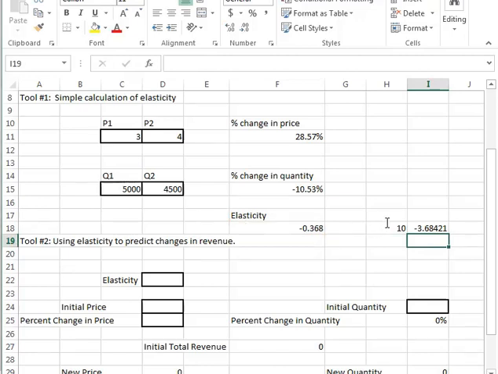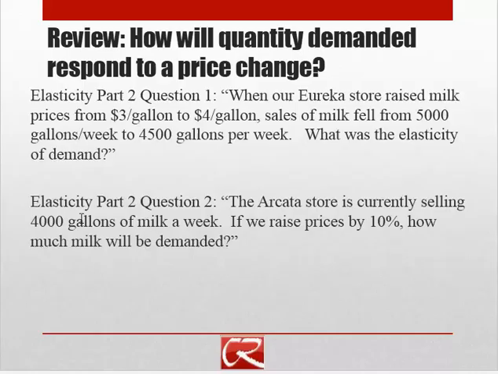So we raised prices by 10%, so I was right to make this positive 10%. If this had been a price cut, then we would have had a negative percentage change in price. So I'm going to make this 0.10 to make it 10%. Then I'm going to change that to a percent, and change that to a percent. So here's our percent change in price, there's our percent change in quantity. And let's suppose that our initial quantity was 4,000.